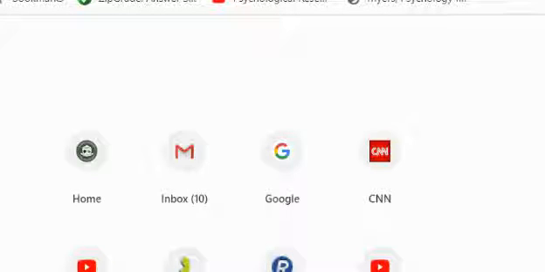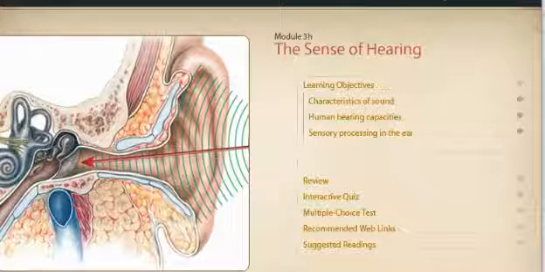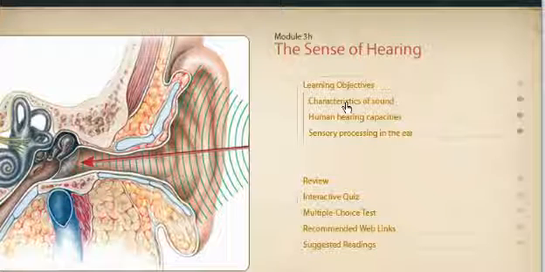So the final video that I'm going to make for you tonight is on the ear. So let's take a look at the ear. So we'll go to here, and we'll start the ear right now.